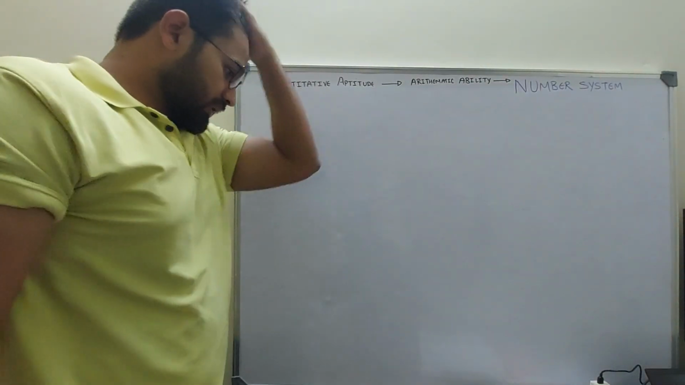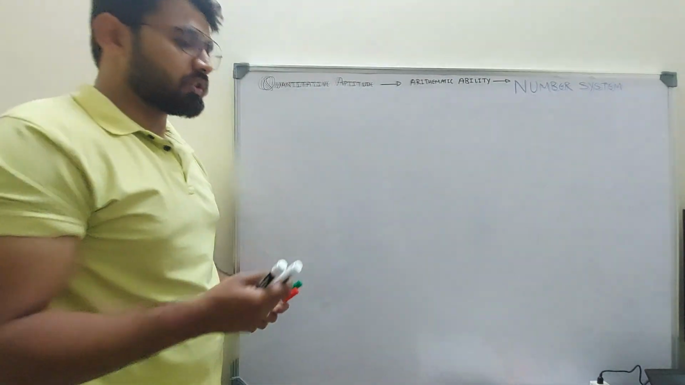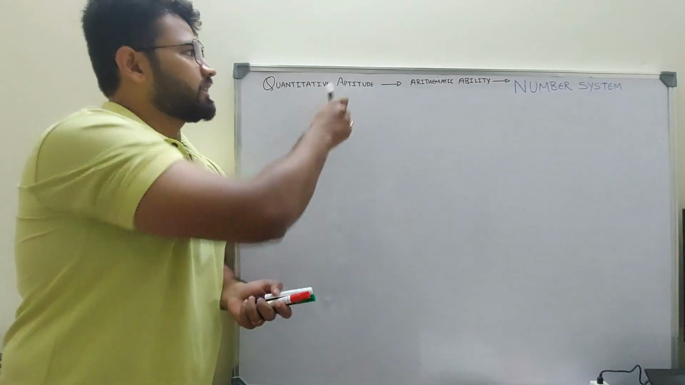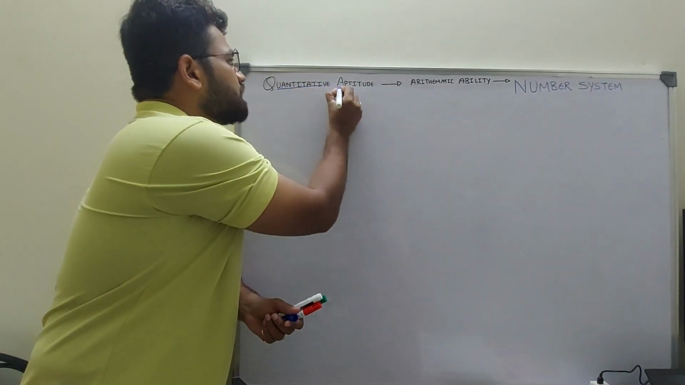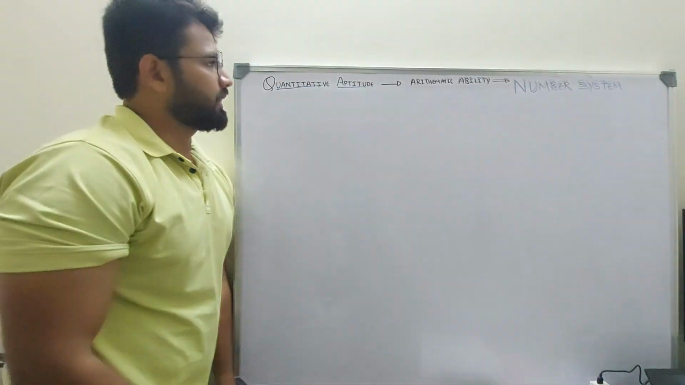Hello everyone, welcome to the second lecture. Basically, it will be the first lecture because earlier we saw only the introductory part of quantitative aptitude. So we covered what quantitative aptitude consists of. As we saw, it consists of arithmetic ability as well as data interpretation.